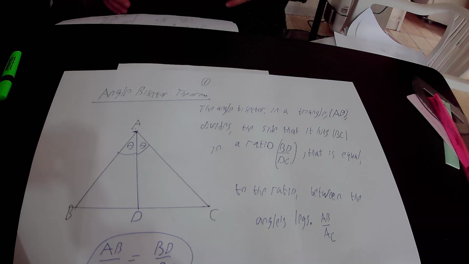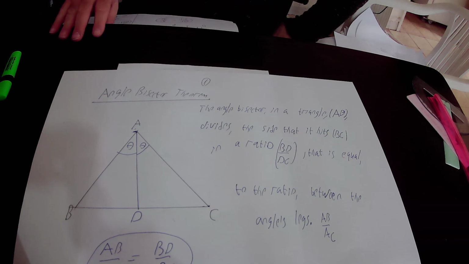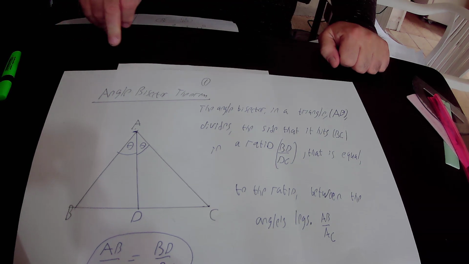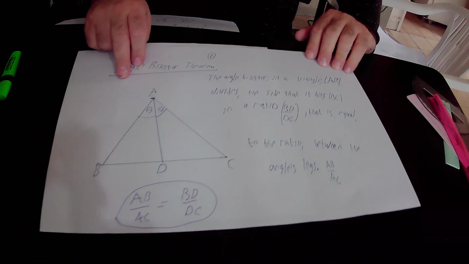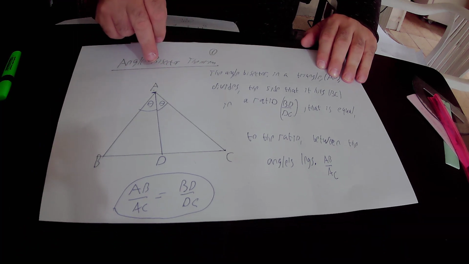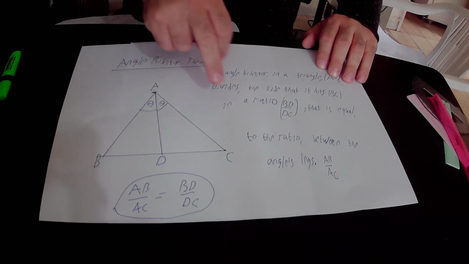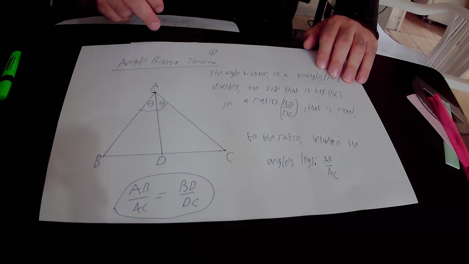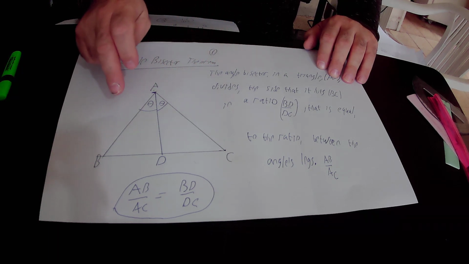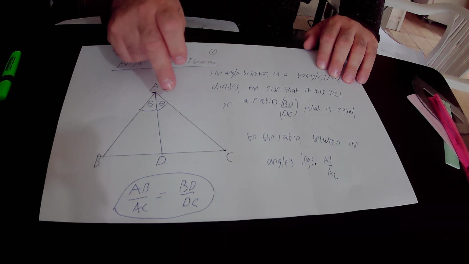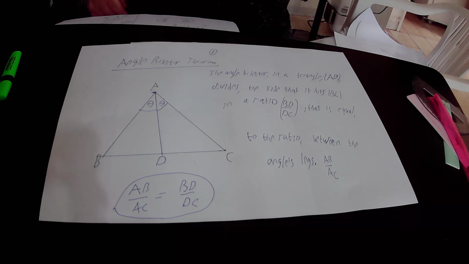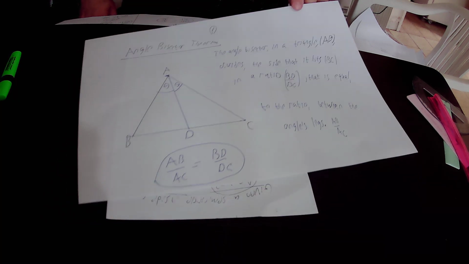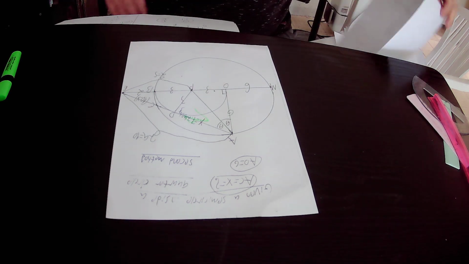So in conclusion, the ratio between the angle's legs, that is AB over AC, equals the ratio that angle bisector AD divides side BC, that is BD over DC. In conclusion, AB over AC equals BD over DC. That is the angle bisector theorem. And we implemented the angle bisector theorem in our triangle AOE.